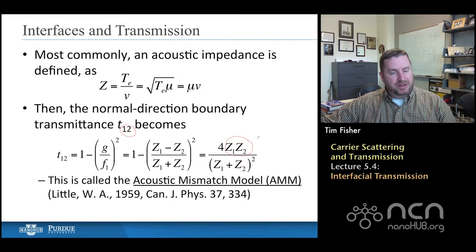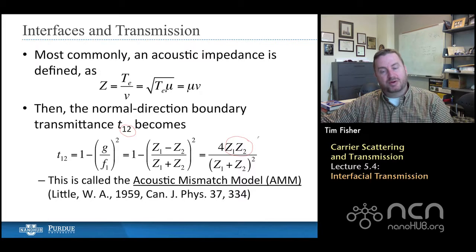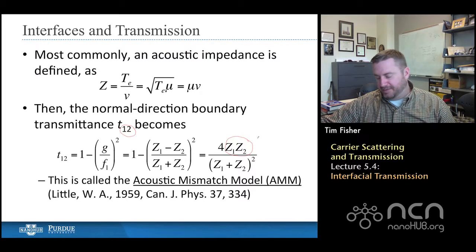So the basis of this model is called the acoustic mismatch model. And for phonons, it was first reported and first documented well by Little way back in the 1950s.